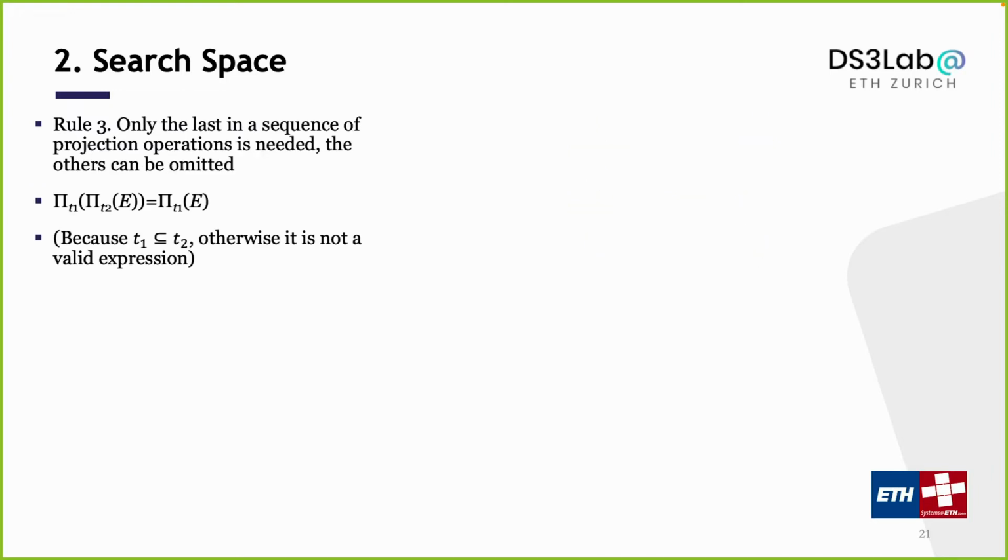And you can do more. Another thing you can do is, assuming you have two projections, T1 and T2, and assume that T1 is a subset of T2. Actually, T1 must be a subset of T2, otherwise you will run out of things to project on. So T1 is a subset of T2. That's why the thing on the left-hand side is valid. You can just get rid of T2.